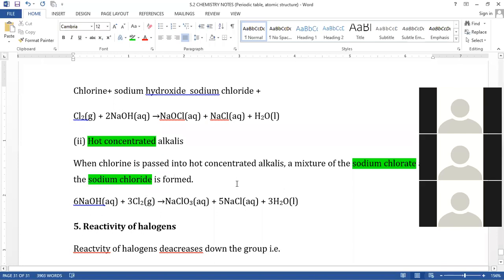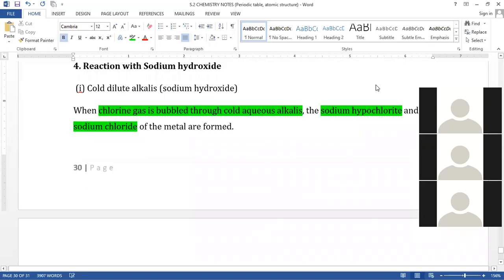So you need to note that when the alkali is hot and concentrated, you get a chlorate, but when the alkali is dilute and cold, you get a hypochlorite, which is sodium hypochlorite. I understand the equations are quite challenging for now, so you don't need to concentrate on them a lot for now, because we repeat this when we look at chlorine and its compounds. So I can look at the last reaction here, then we can get a few questions.